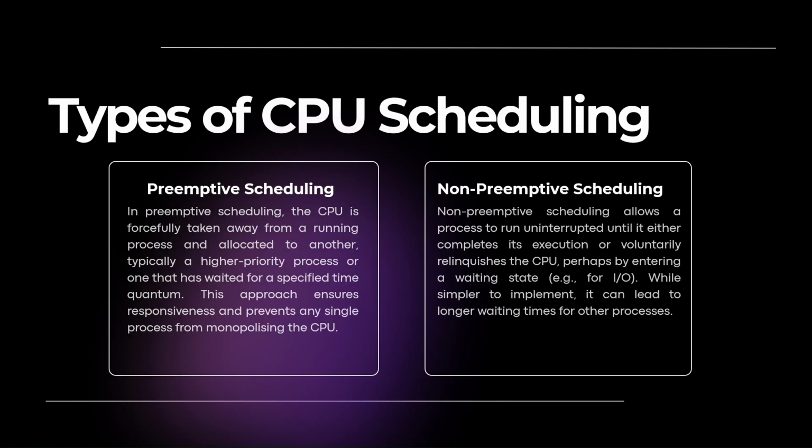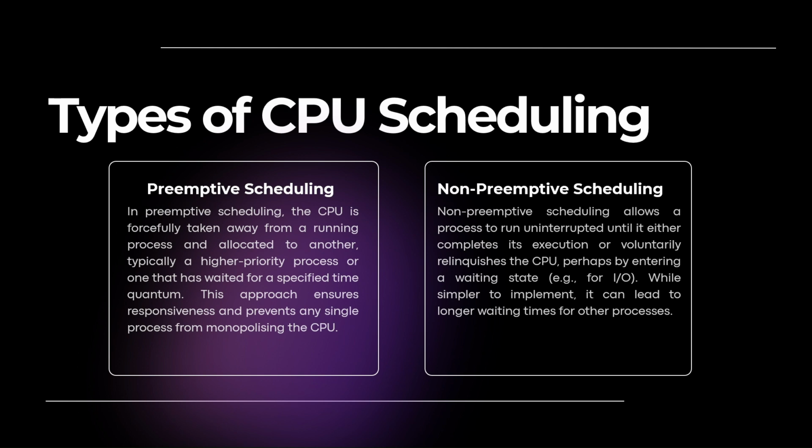Types of CPU scheduling. CPU scheduling can be divided into two main types, preemptive and non-preemptive. In preemptive scheduling, the CPU can be taken away from a running process and given to another process, usually one with higher priority or one that has waited long enough. This improves responsiveness and prevents any process from monopolizing the CPU.